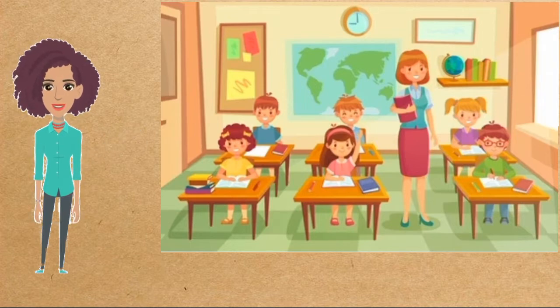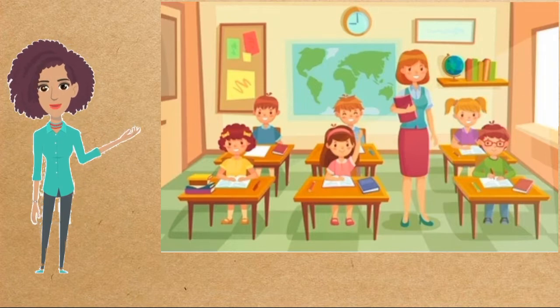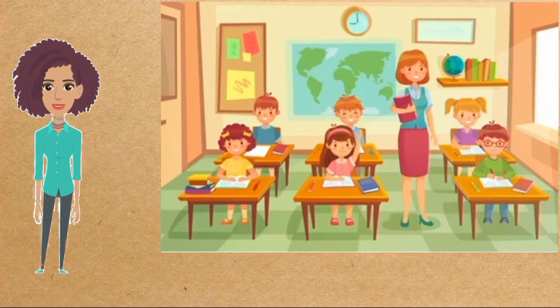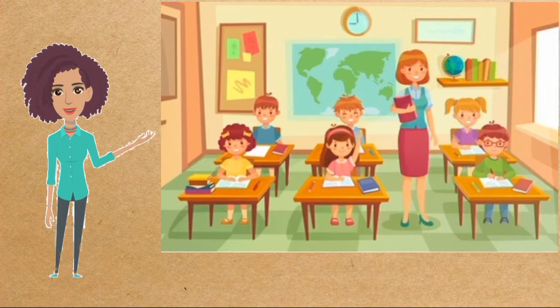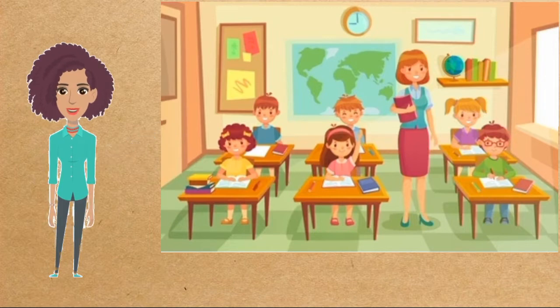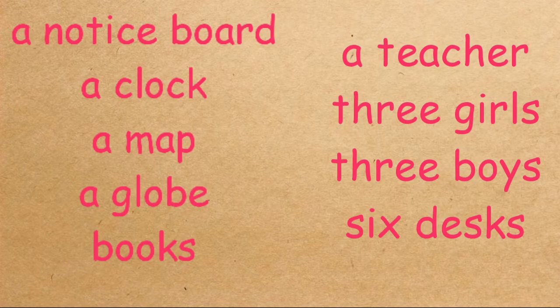Today, we are going to describe this picture. Take a sheet of paper and write everything you can see in this picture. A notice board, a clock, a map, a globe, books, a teacher, 3 girls, 3 boys, 6 desks.